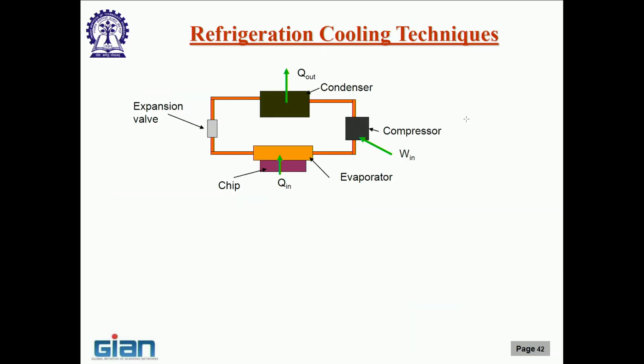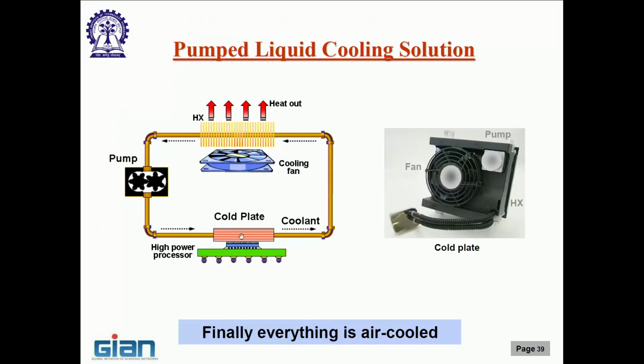Okay. Finally, refrigeration cooling techniques. So this was the pump loop that we talked about. What is the minimum temperature? If I take a pump loop like this or a heat pipe, what is the minimum temperature I can cool to? That is the ambient, because that is the lowest temperature in my system. In fact, I can never cool it to ambient, but that is the minimum that we can do.